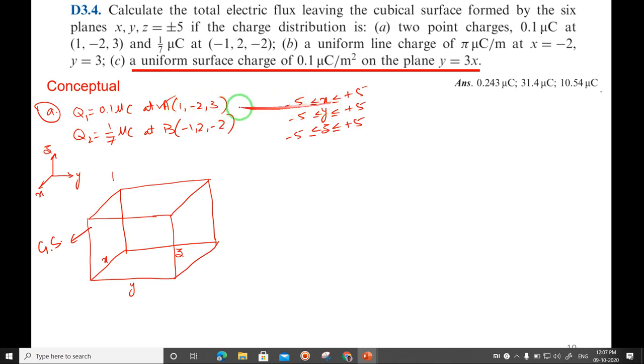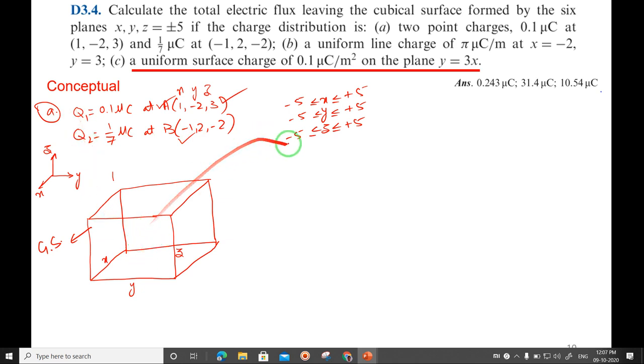The values of x, y, z are all lying between minus 5 to plus 5, which means the charge q1 is lying within this cubical surface. Next, observe q2 and its coordinates x, y, z. They are also between minus 5 to plus 5, which means both the charges q1 and q2 are lying within the cubical surface.